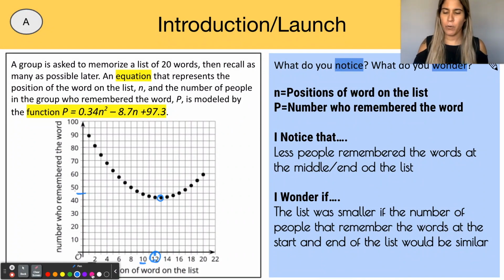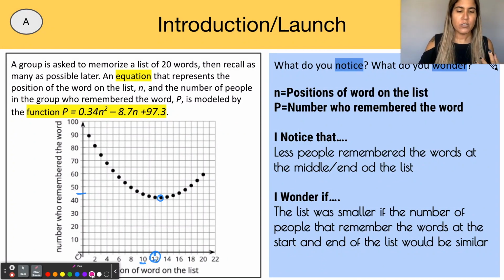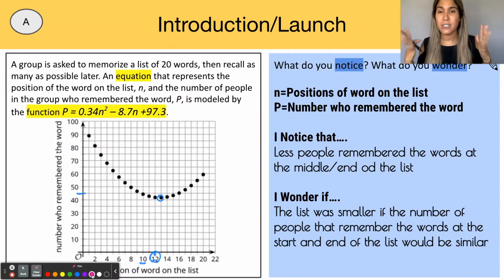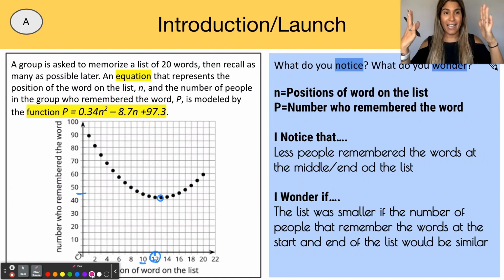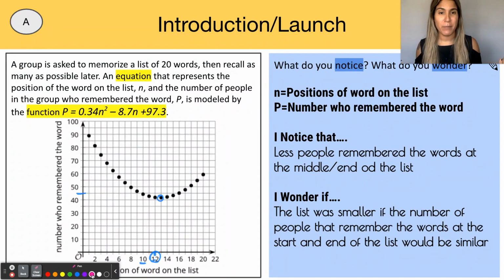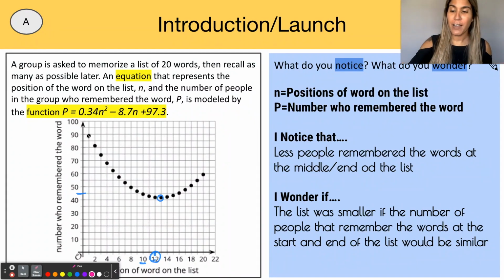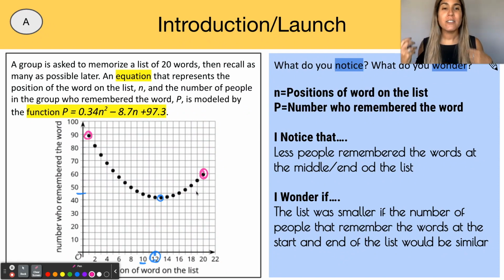And what did I wonder? What can I wonder about? I'm wondering if this would have been a smaller list, would the number of people that would have remembered the words at the start and at the end have been greater? If this list would have just been smaller, would the people that remembered this be greater at the start and at the end? So these are wonderings that I have.